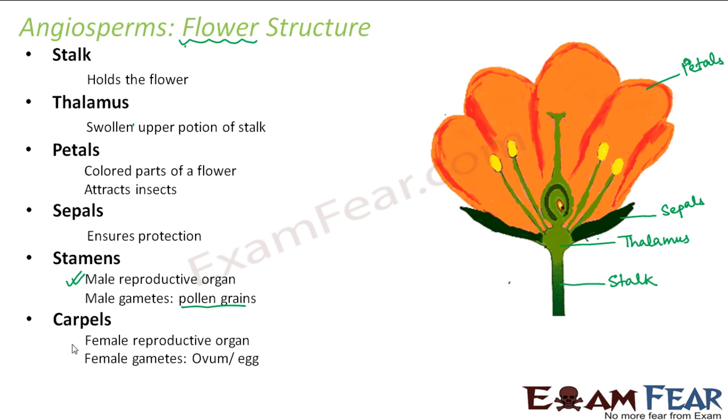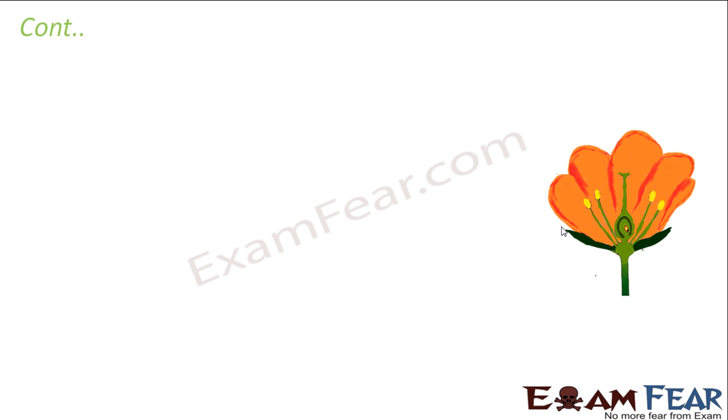And the last one, that is carpel, which is the female reproductive organ. So this entire structure is the carpel. This is the female reproductive organ and it produces the female gametes, which is the egg or ovum. Even in this carpel, this entire structure, it also has got different parts. Similarly, the structure stamen also has got different parts. So we will talk about the structure of stamen and the structure of carpel separately. Now let us talk about the structure of a stamen.